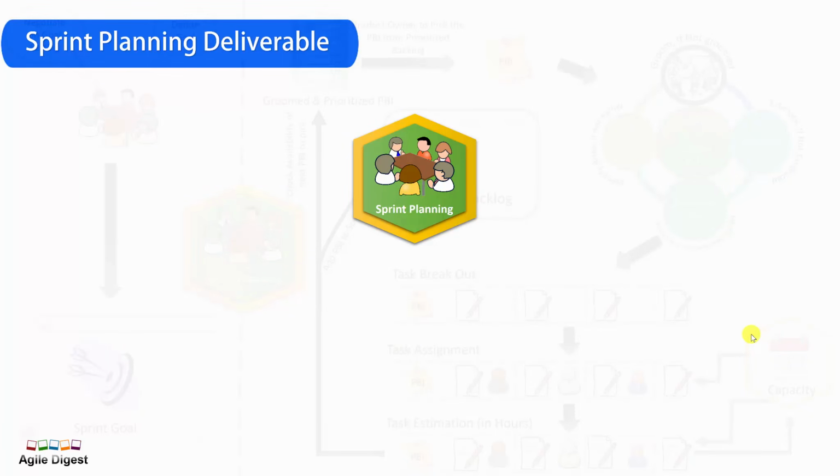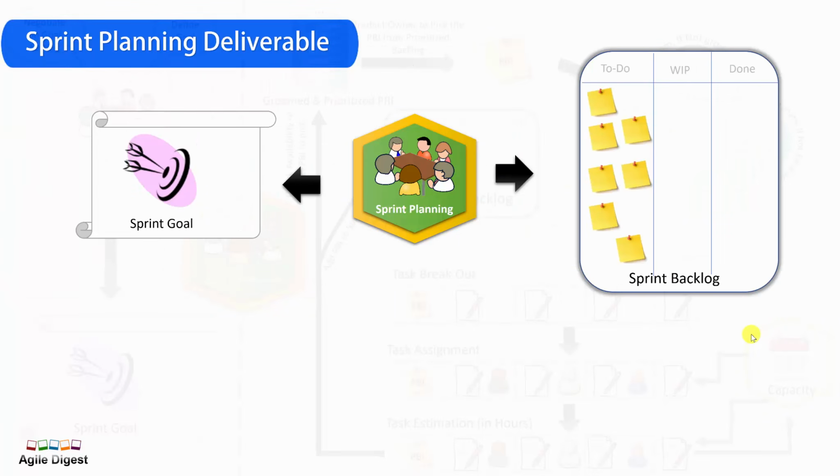Now let's talk about what the deliverables of sprint planning are. We already talked about that. This is the very summary. Once we are done, we will have one sprint goal and one sprint backlog. The sprint backlog you saw on the previous slide, how we are generating a sprint backlog and how we'll have the sprint goal.